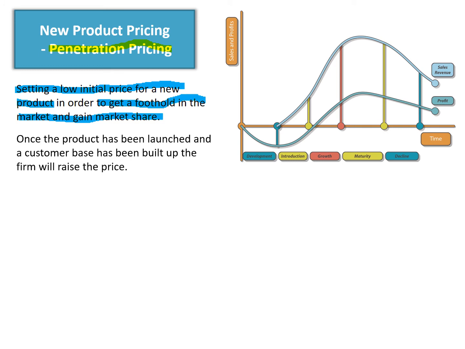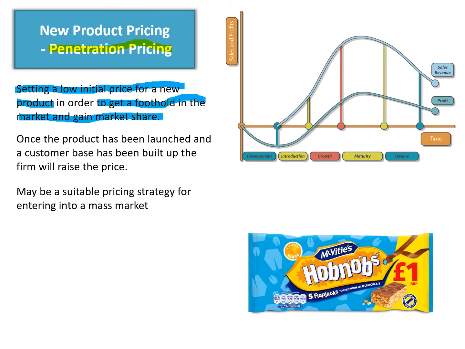So once the product has been launched, the customer base has been built up through that initial low price. The firm can eventually raise the price once they've got a lot of loyal customers in place. So this might be a suitable pricing strategy for entering into a mass market. So for example, a lot of new products occasionally have a low initial price to try and attract customers. For example, a new range of biscuits. And then once people go, these are nice biscuits, and they're used to buying them, then they might start to put their prices up.